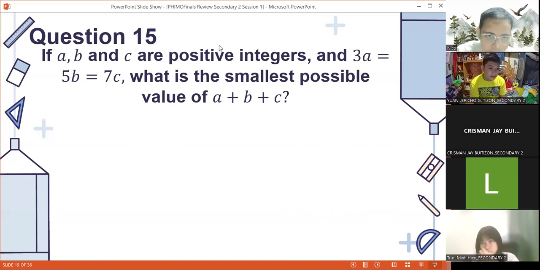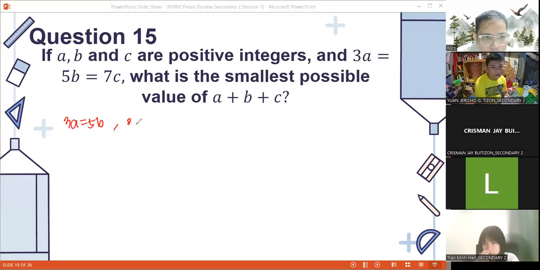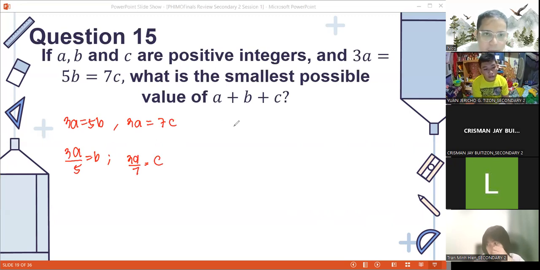Okay. So in here, we want it to be in terms of A only or B only or C only. So let's say we have 3A is equal to 5B and 3A is equal to 7C. So meaning, you can have it in terms of A, everything. So 3A over 5 is equal to B, and then 3A over 7 is equal to C, right?